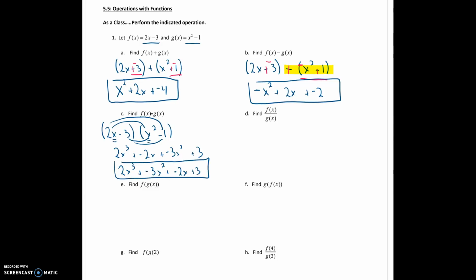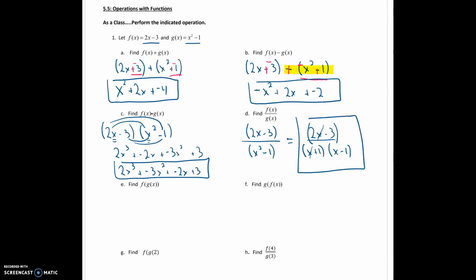So D is very similar to the section that we just did. I'm going to set these up, and since it's a fraction, we look to see if we can simplify the fraction. And you look to simplify with common factors. So 2x minus 3 does not factor, but x squared minus 1 does. It is a difference of squares, so it can turn into x plus 1 and x minus 1. And even after that, there is no common factor from the top and the bottom. You can't take out, for instance, this x with this x, because those are parts of terms. So you need to leave the x's intact, and that is your answer.